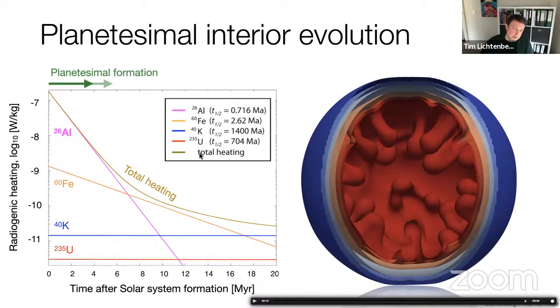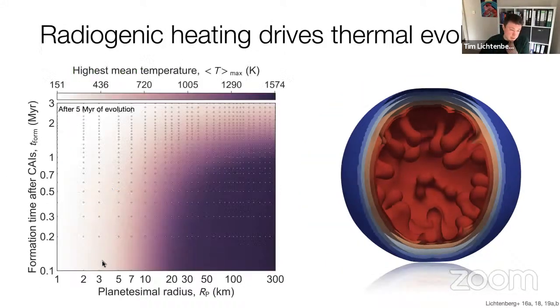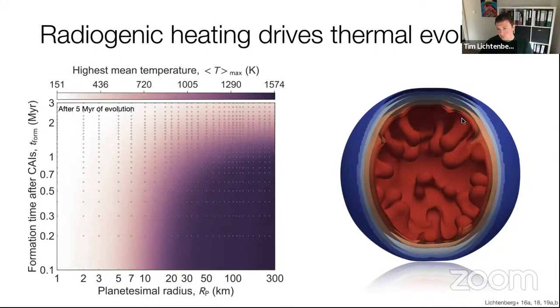And what we did for this work is basically to quantify the thermal and compositional influence of this process during the accretion process. What you see is planetesimal radius, again, for the approximate size interval that is produced by the streaming instability, versus formation time in CAI in millions of years. Color scales with highest mean temperature integrated over the volume of these planetesimals. And this is after 5 million years of evolution.